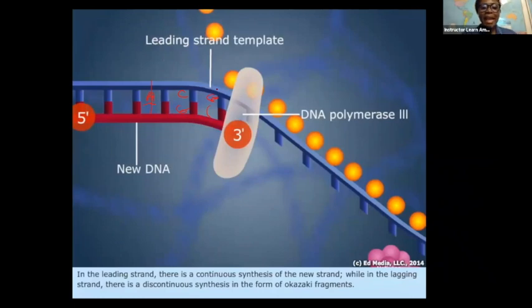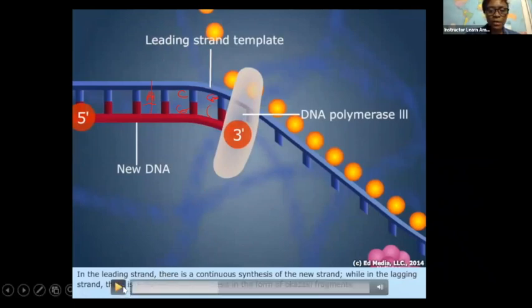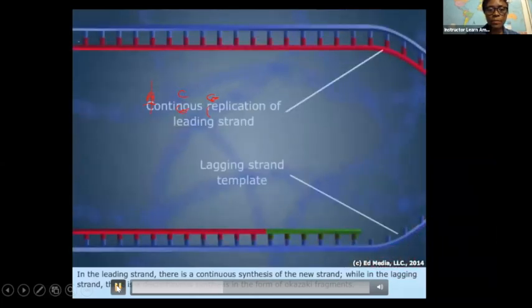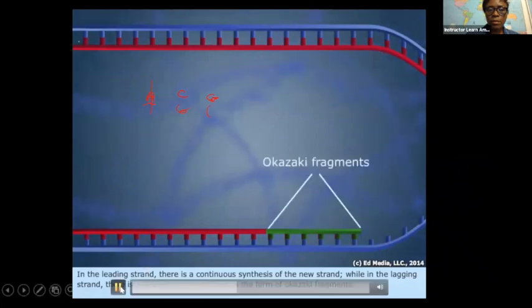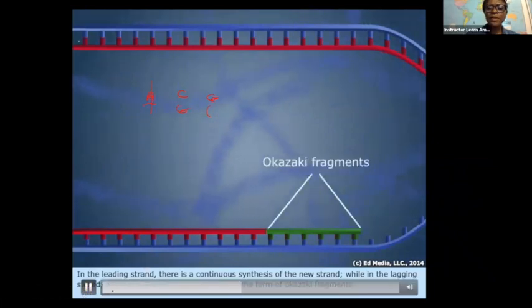Remember, the DNA has two sides to it. What the video is going to show is, once the top portion is being replicated, what's happening to the lagging strand, which is at the bottom, the part we are not looking at for the new information. In the lagging strand, there is a discontinuous synthesis in the form of Okazaki fragments. That's the bottom section.